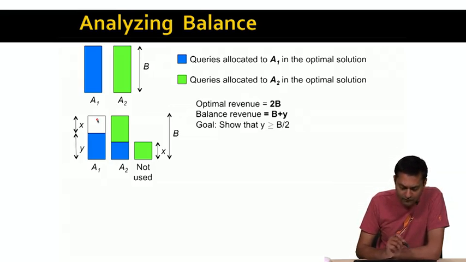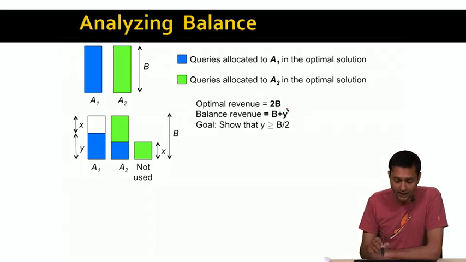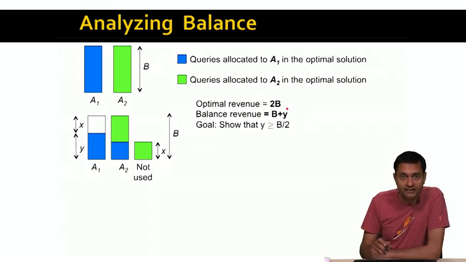Okay. Now, what we're going to show is that Y is greater than or equal to B/2. Why are we going to show that? Well, once we show that Y is greater than or equal to B/2, then we know that the balance revenue is at least B plus B/2, which is 3/4 of the optimal revenue. Okay. Let's consider two cases.